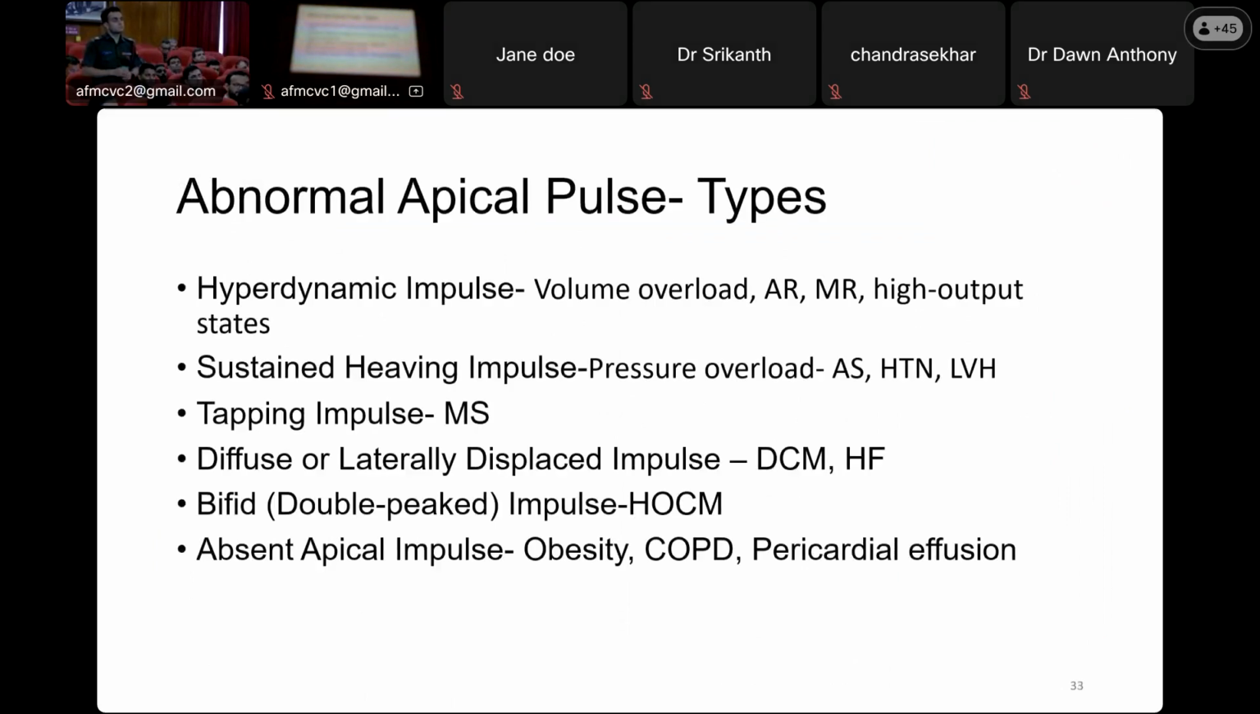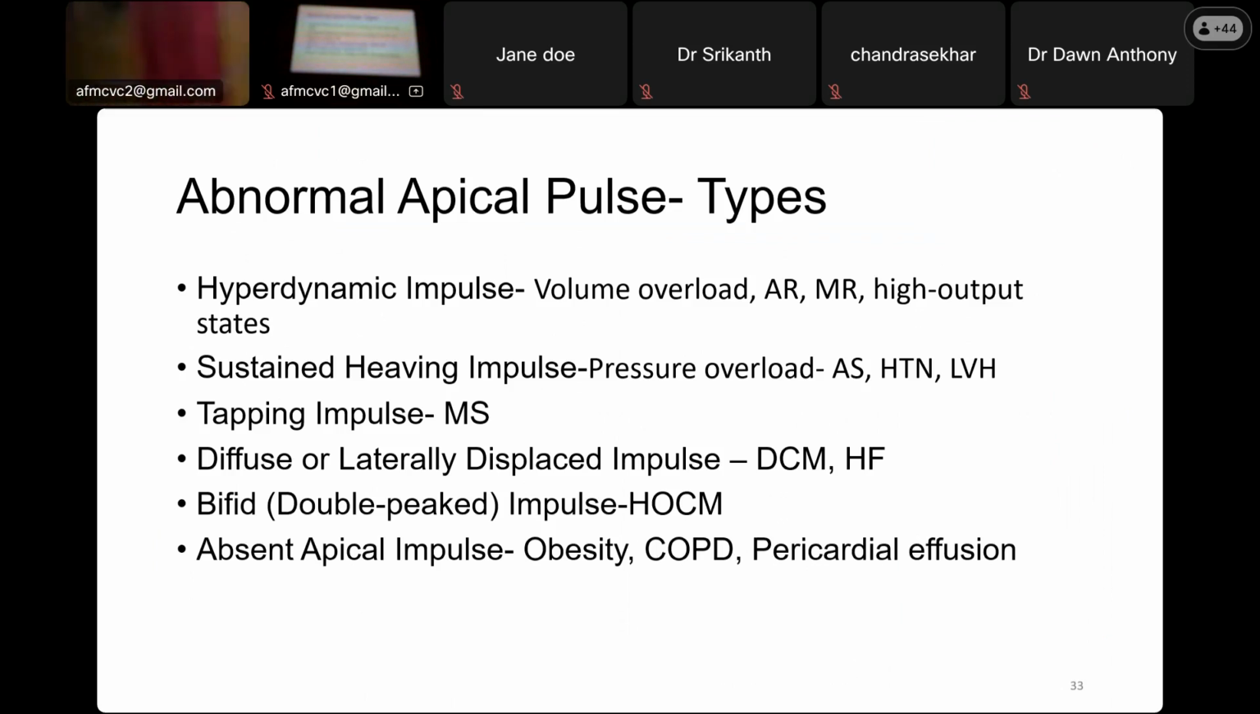So one is hyperdynamic pulse, which is seen in volume overload conditions like AR, MR, or high cardiac output states, anemia, thyrotoxicosis. Then sustained apical impulse, which is seen when there is pressure overload, when there is some obstruction, increased afterload. So you feel some sustained activity at the apical impulse. Then tapping impulse, which is seen in MS. It just comes and goes, touches your finger and goes.